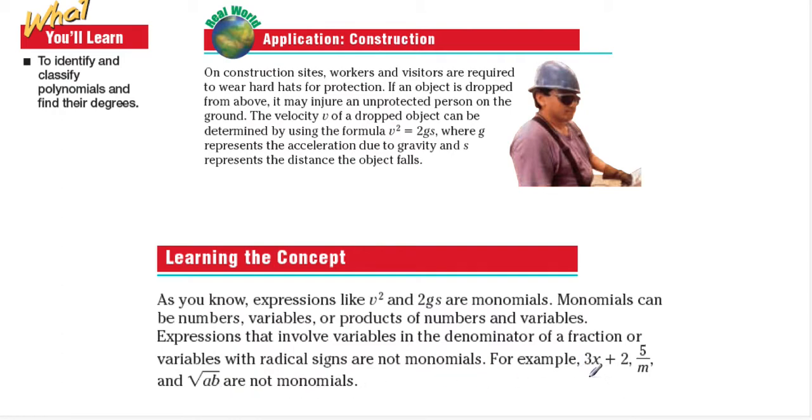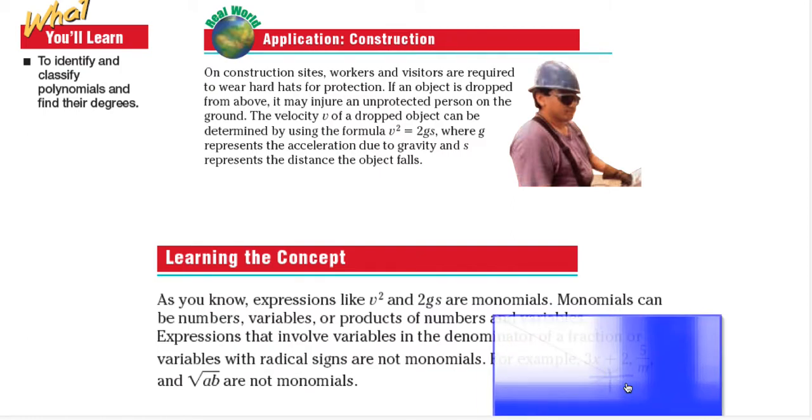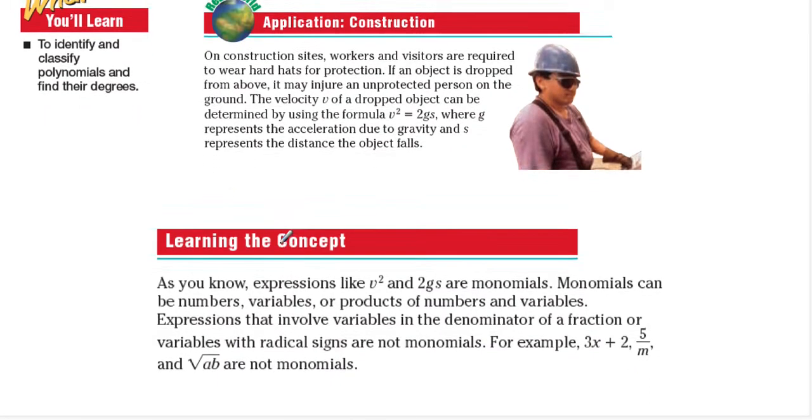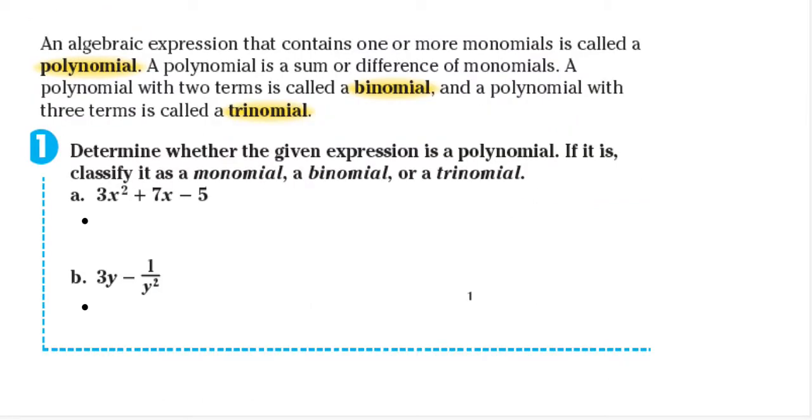The reason 3x plus 2 is not a monomial is because of the addition sign. Instead of being a product, it becomes a sum. So the addition sign prevents it from becoming a monomial. The variable in the denominator prevents 5 over m from becoming a monomial, and since the variables a and b are under the radical sign, this is not a monomial as well. So those are some examples of monomials and non-monomials.